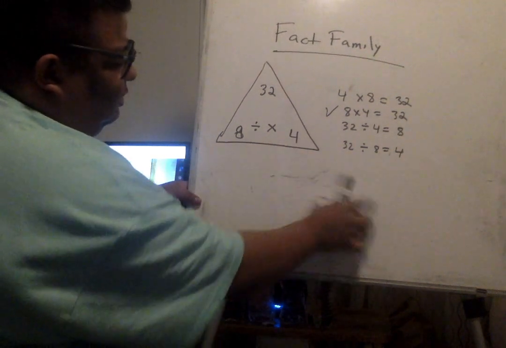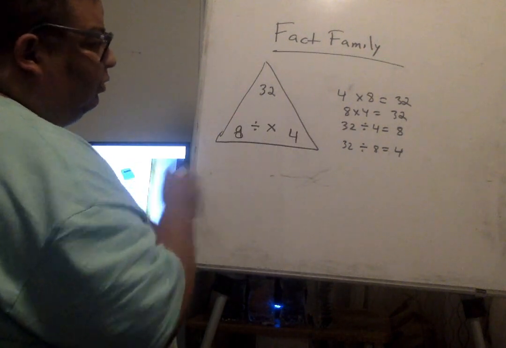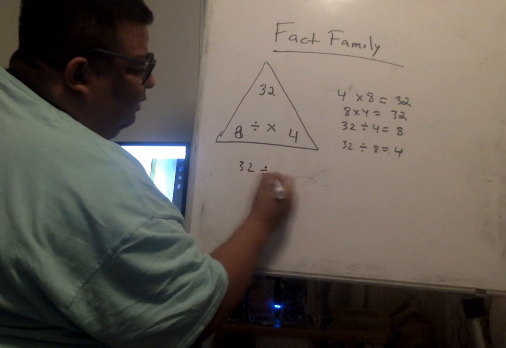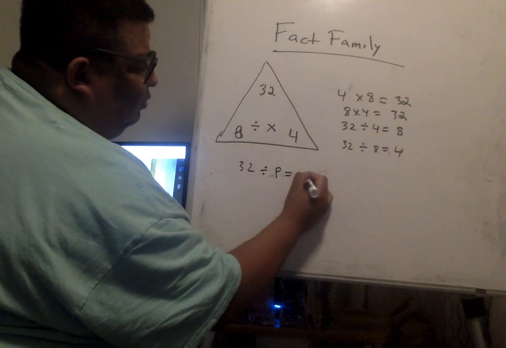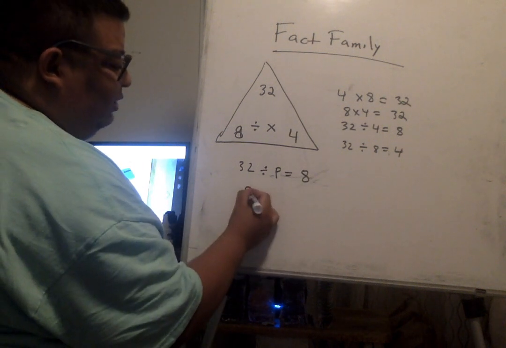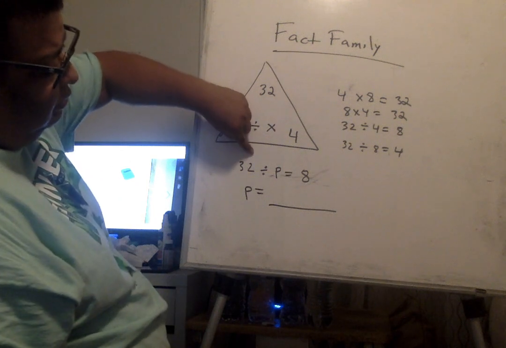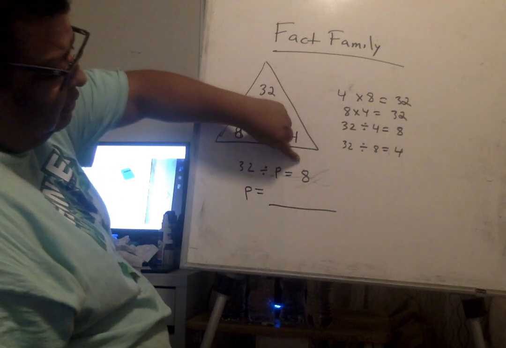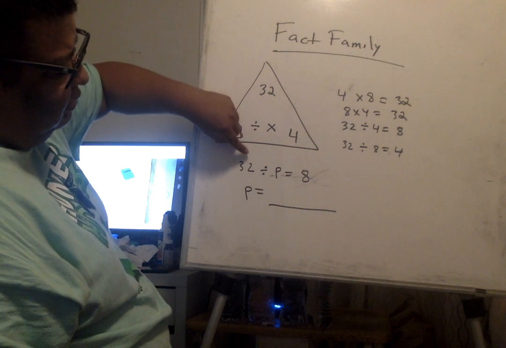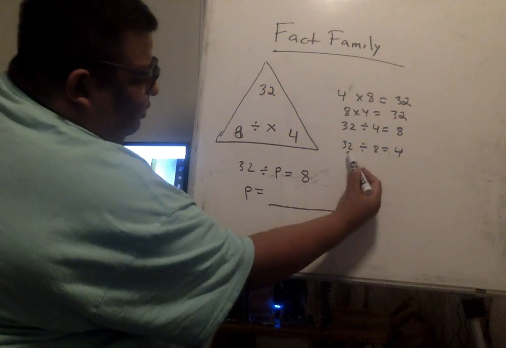Let's look at a similar fact. We're going to have 32 divided by p equals 8. So p is equal to what? Remember, 32 divided by p gives us 8. So what number makes 32 divided by that number equal to 8?